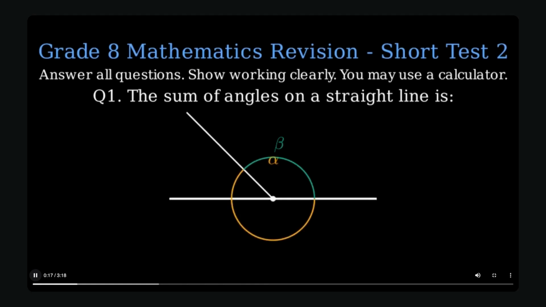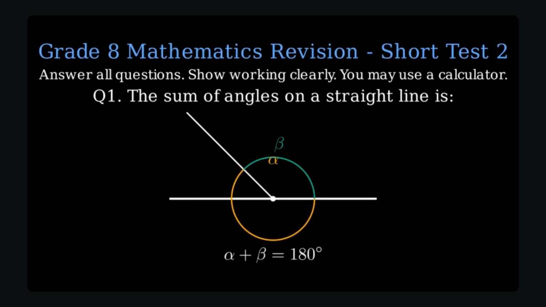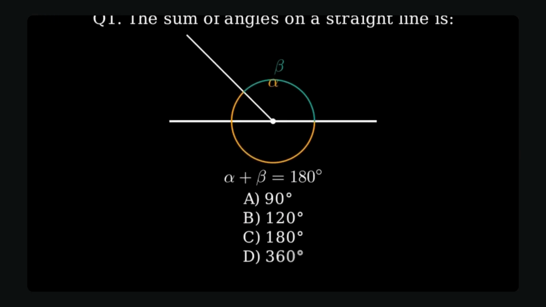Think of a straight road with a flagpole at the middle. Any two touching angles along the road must fill a half turn, which is a straight line. So alpha plus beta equals 180 degrees. Therefore, the correct choice is C, 180 degrees.